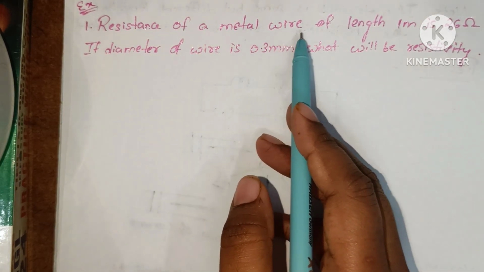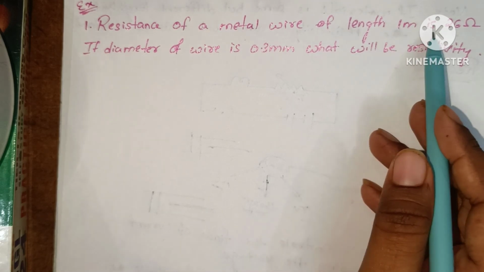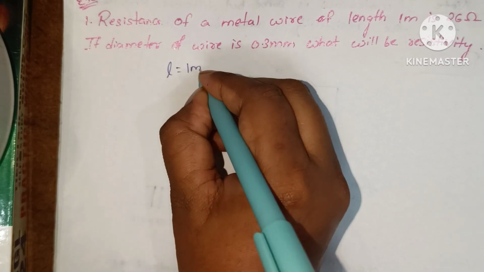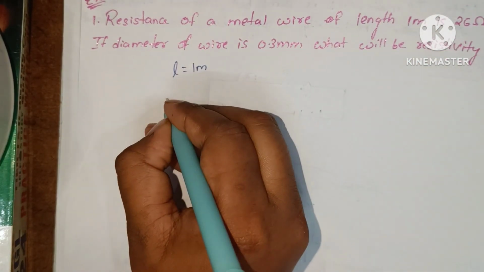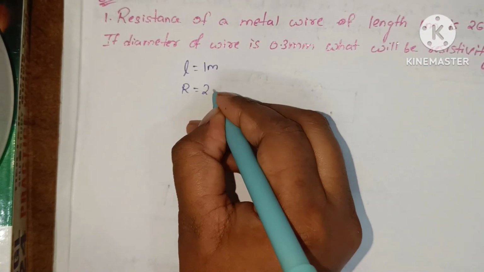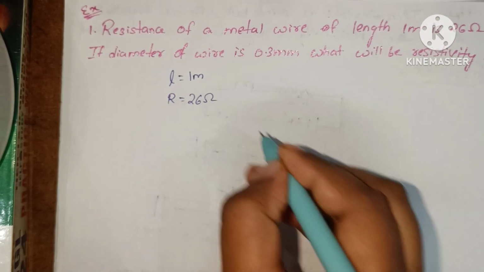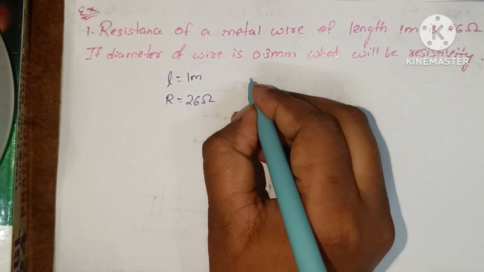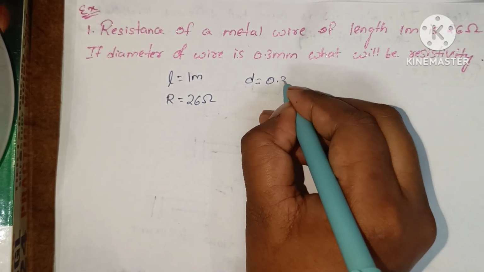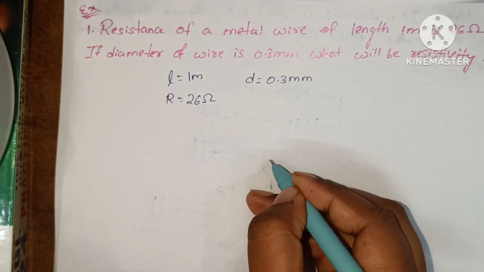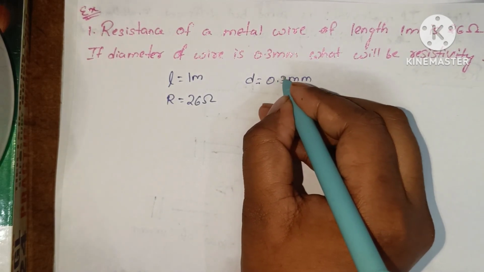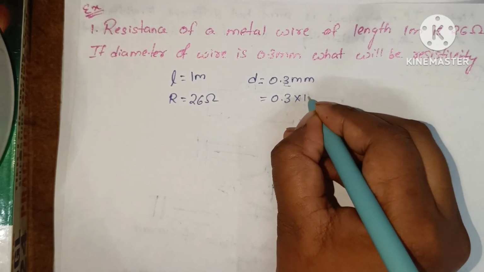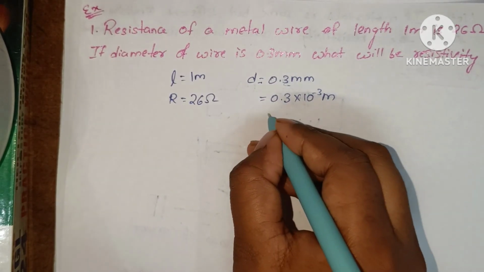So the resistance of a metal wire of length 1 meter is 26 ohms. So L equals how much he gave? 1 meter. Okay. 26 ohms means resistance equals how much he gave? 26 ohms. Okay. Next, the diameter of the wire is 0.3 millimeter. Okay, you have to convert 0.3 millimeter into meter. So how much? 0.3 into 10 power minus 3 meters.